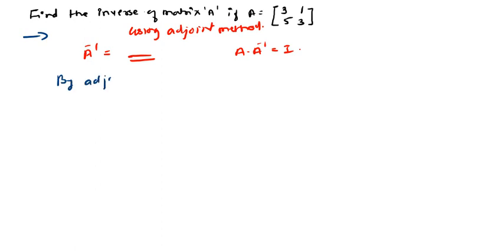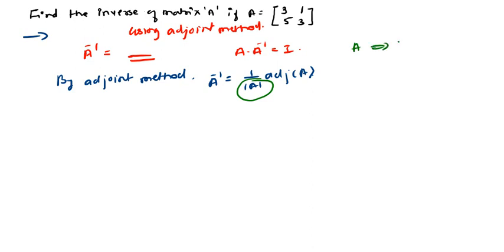So by the adjoint method, the inverse of the matrix A, that is A inverse, is equal to 1 upon determinant of A into adjoint of A. Now one thing to understand here, this determinant should exist. This means the matrix A should be a non-singular matrix. Non-singular means the determinant should not be equal to 0, then only the inverse of the matrix will exist, and then only we can apply this adjoint method to find the inverse of the matrix.